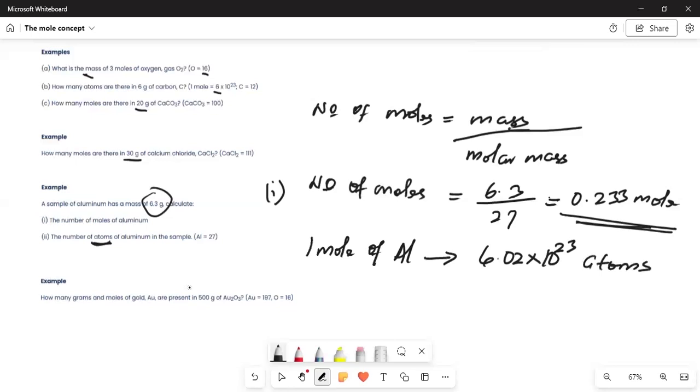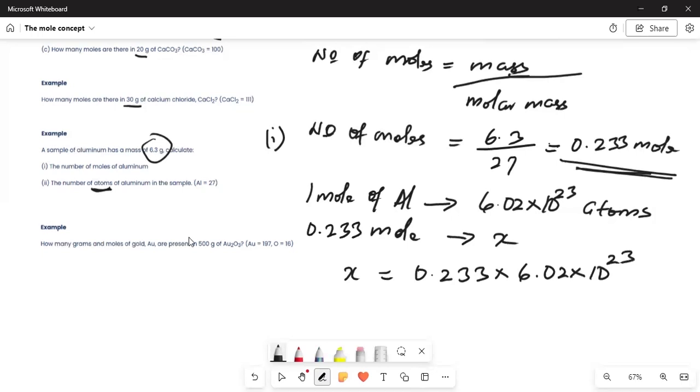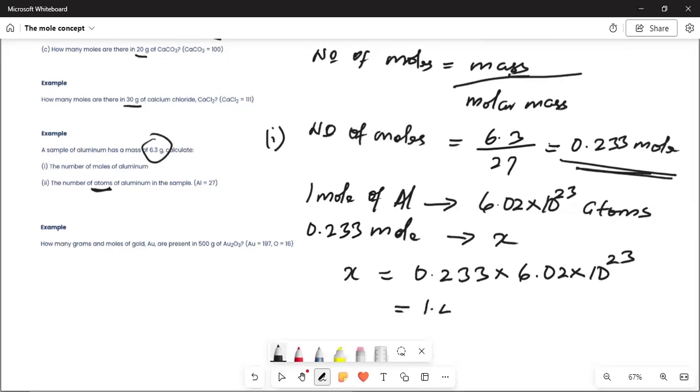So atoms. So if 1 mole contains this number of atoms, what would 0.233 mole contain? 0.233 mole of aluminum will contain X. So by simple proportion, we cross multiply. X is equal to 0.233 times 6.02 times 10 to the power 23. When we multiply this, that is approximately 1.40 times 10 to the power 23 atoms. That is the number of atoms in that sample of aluminum.